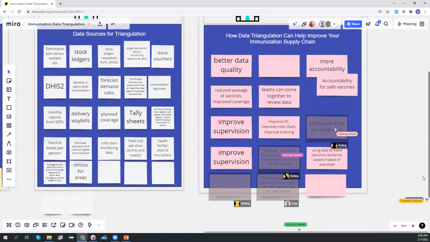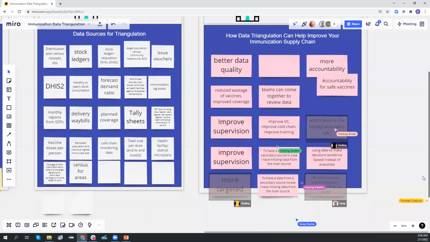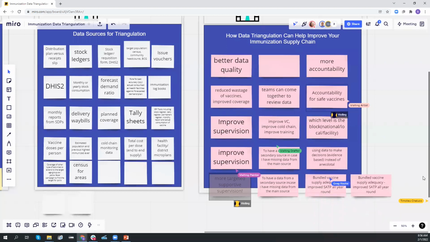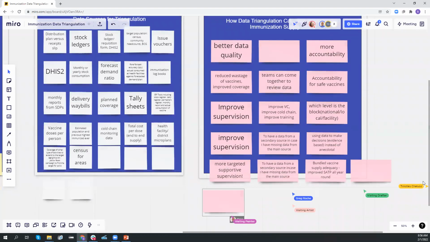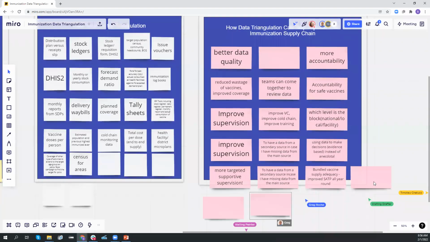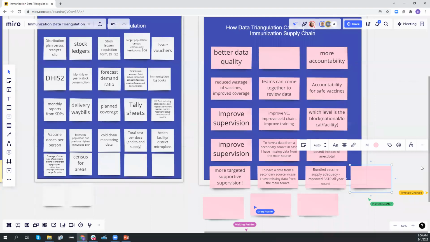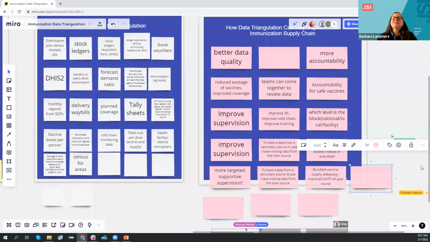But another thing is that during the exercise you may find not only the answer to the question that you raised, but probably other related factors that can contribute to the low performance of your program. Sometimes there are many other related issues around that are hidden, and data triangulation can help you with that as well. Great, that's a really interesting thing.